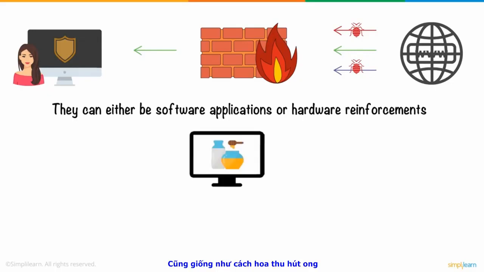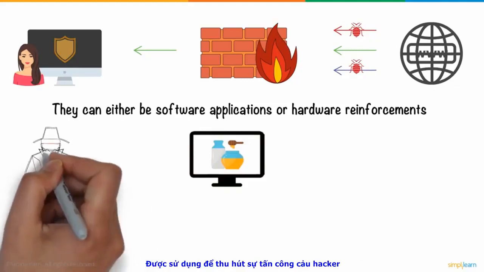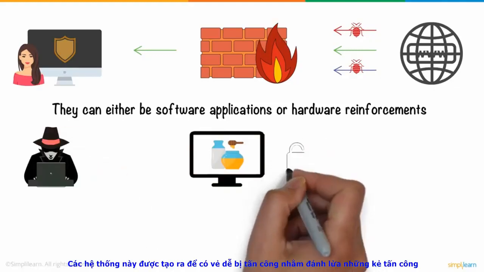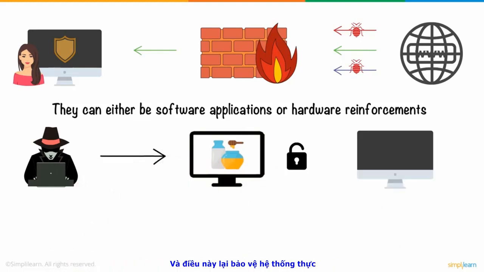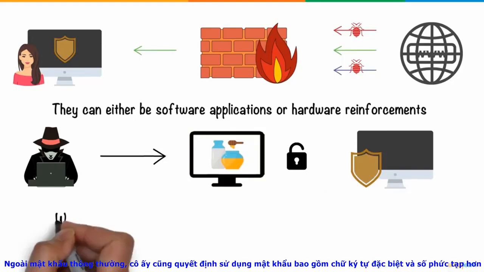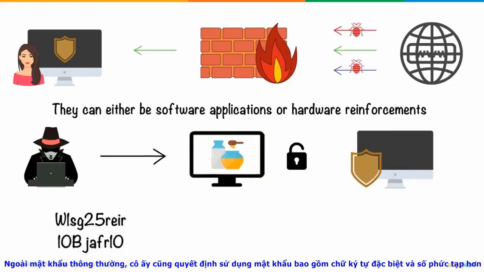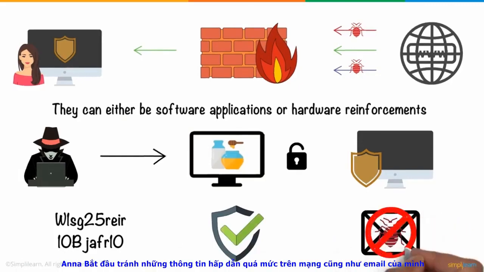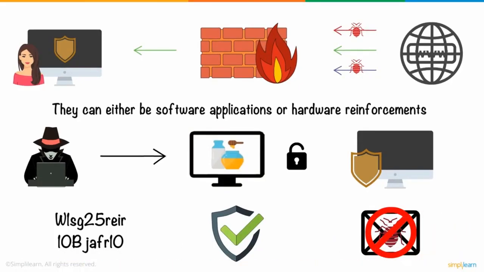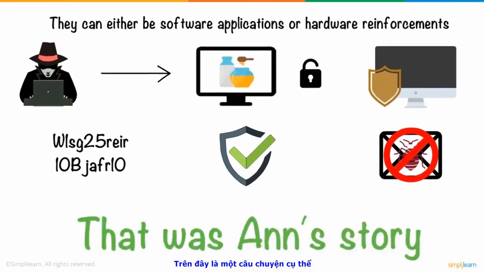Just like how flowers attract bees, dummy computer systems, called honeypots, are used to attract attackers. These systems are made to look vulnerable in order to deceive attackers, and this, in turn, defends the real system. In addition to these, she also decided to use unique alphanumeric passwords, antivirus software, and started avoiding mails from unknown senders. That was Anne's story.